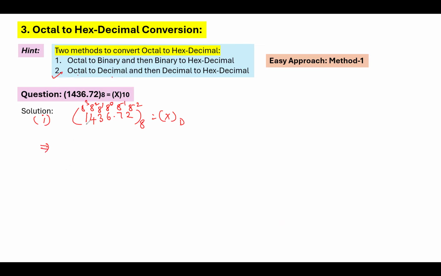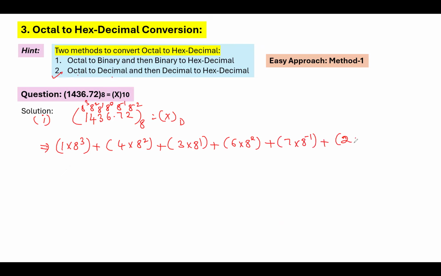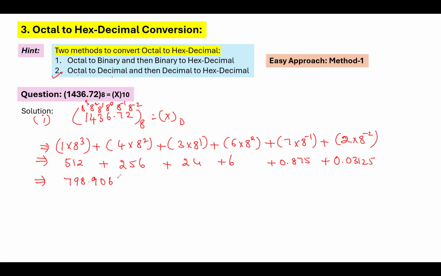Now we should multiply each digit with the corresponding weights. So 1 into 8 power 3 plus 4 into 8 power 2 plus 3 into 8 power 1 plus 6 into 8 power 0 plus 7 into 8 power minus 1 plus 2 into 8 power minus 2. This is 512 plus 256 plus 24 plus 6 plus 0.875 plus 0.03125, and the total value is 798.90625 with base 10. This is the first part.